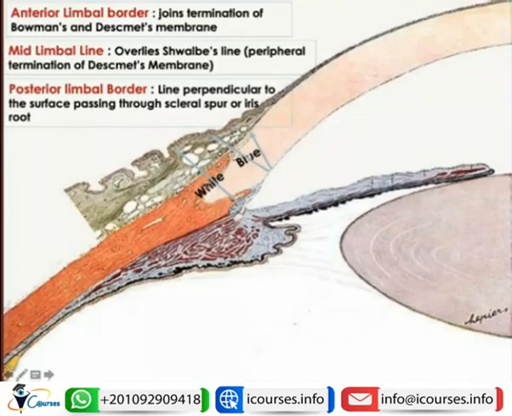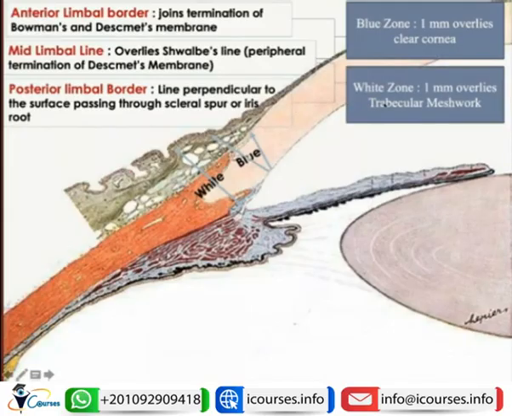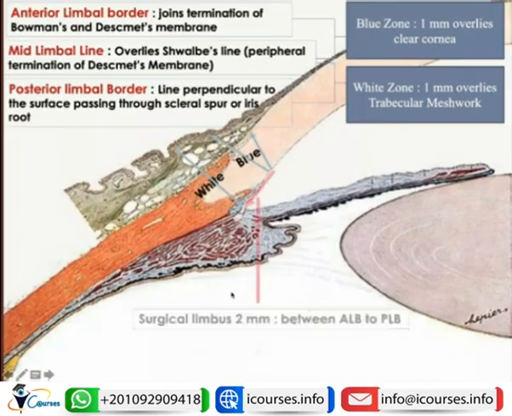These borders are important to differentiate the limbus into zones. The blue zone is the distance between the anterior limbal border and the mid-limbal border, and it will overlie clear cornea. While the white zone is 1 millimeter between the mid-limbal line and the posterior limbal border, and it will overlie the trabecular meshwork. So this is the blue zone and the white zone.